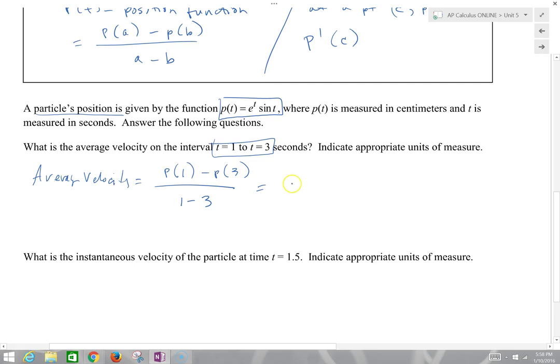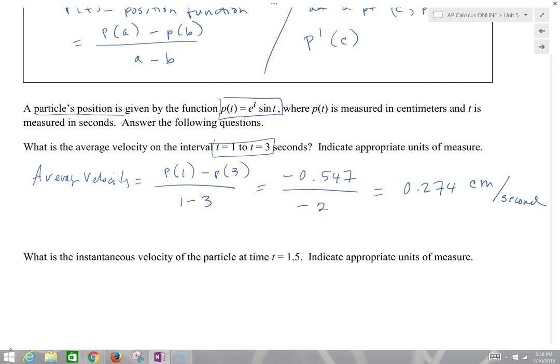I'm going to go ahead and give you the answer. So p of 1 minus p of 3 is negative 0.547, and 1 minus 3 is negative 2, which is 0.274, and this is in centimeters per second.